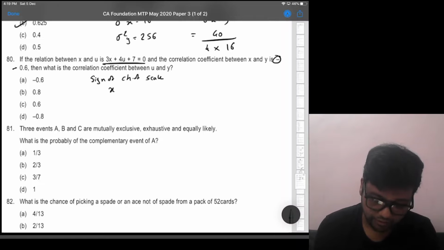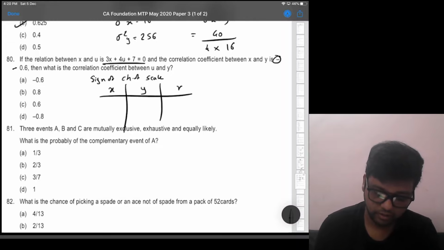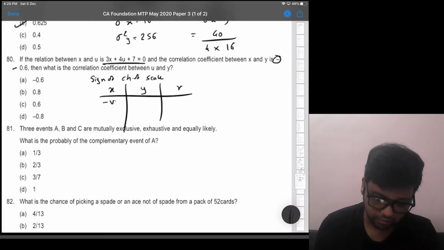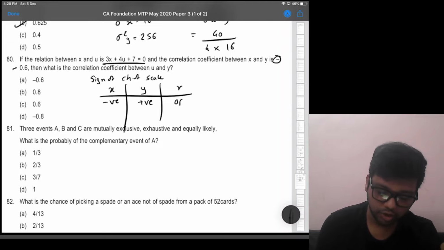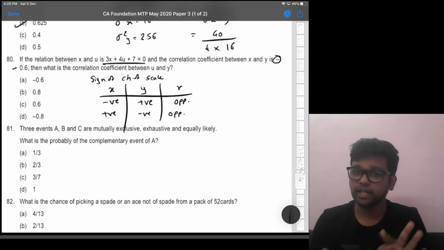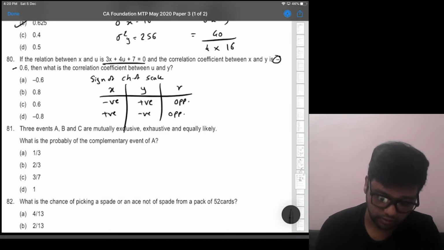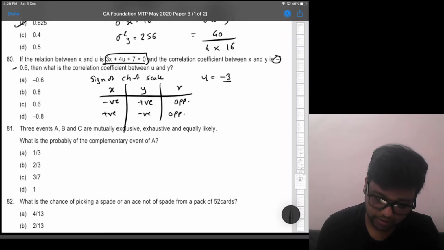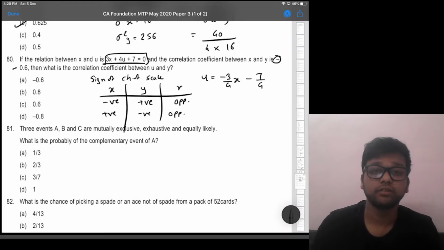Remember, if x is changed by a negative number, that is change of scale is negative, and y is positive, then r becomes opposite in sign, that is negative. If this is positive, this is negative, then also r becomes opposite in sign. But if both x and y are positive or both x and y are negative, then r does not change. So let's check here what is happening with x. How will we get u? u will be what? If you rearrange that, you see minus 3 by 4 x minus 7 by 4, right?